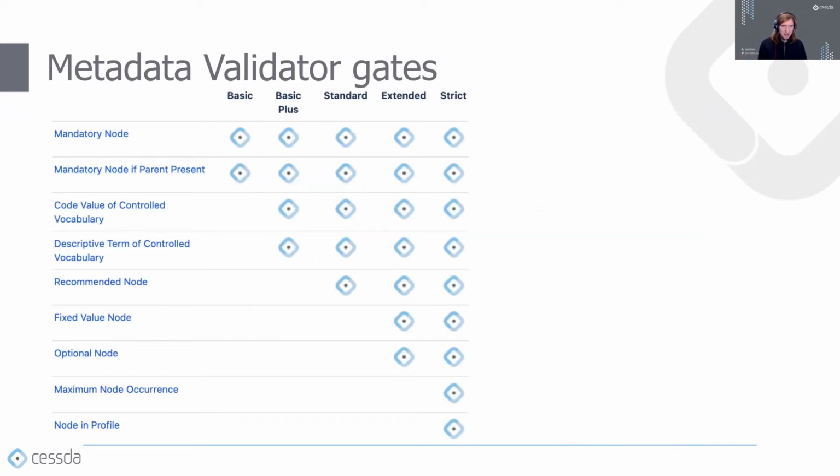Here's an example of the various validator gates. As you can see, as you go from left to right, from basic to standard, extended, and strict, there are more constraints that are enforced as you go further along. Strict is very strict. And the idea is this acts as a common target for service providers to aim for. So we can gradually increase the threshold over time and gradually bring up the quality of the metadata from our various service providers.